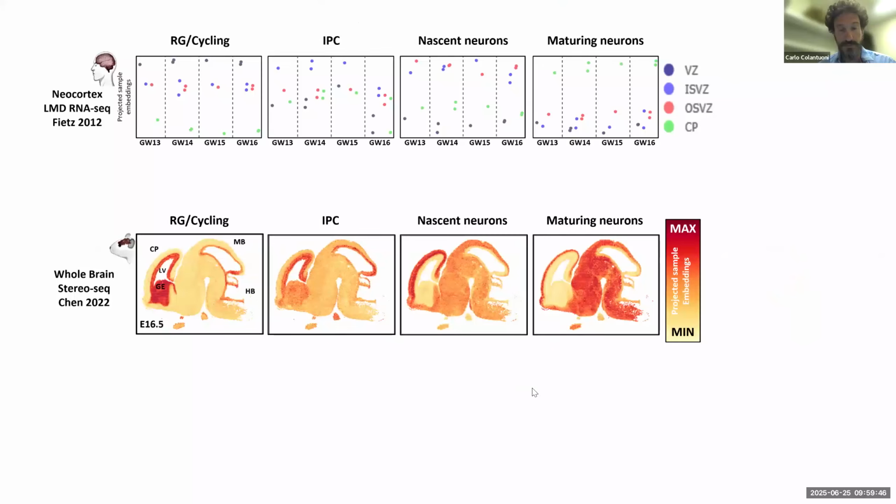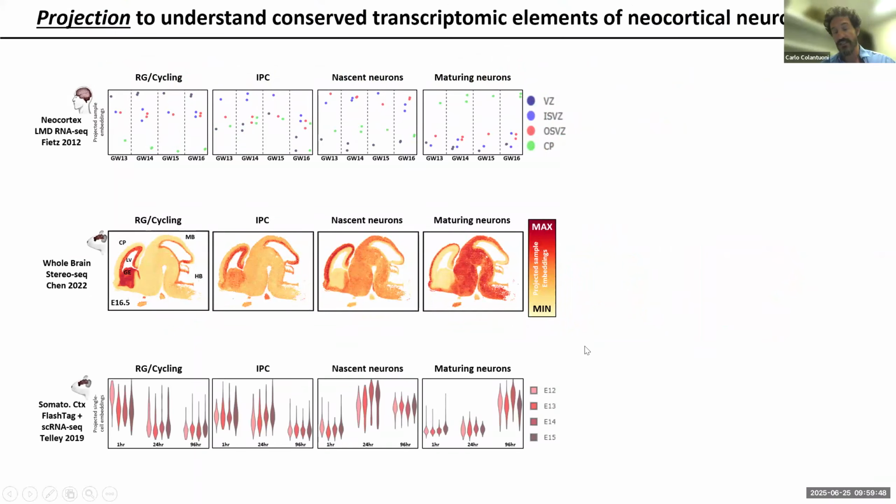So those are two spatial examples. One more is a data set that had used flash tag techniques to birth date neurons, or progenitors actually, before they were sequenced. So you know the number of hours since the cell's terminal division when you sequence it. So this allowed us to look at our signatures and in the mouse cortex actually track how many hours it takes cells to move through these sequential states of neurogenesis.